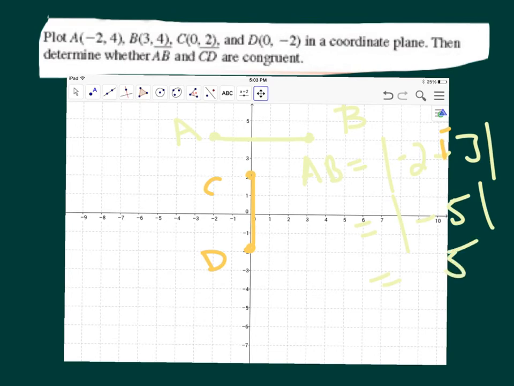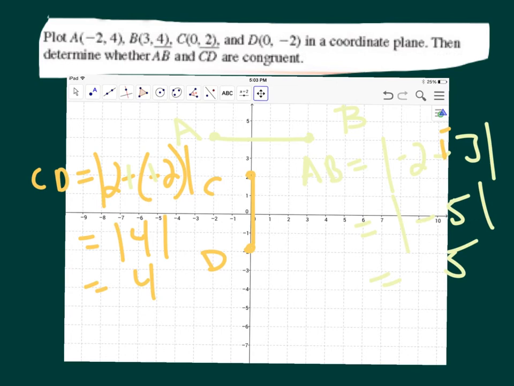So now we need to go over and figure out what CD is. So CD, I want to do the absolute value. Now I'm just doing the y values. So the y value of this is 2 minus the y value of D, which is -2. And we always subtract, because to subtract, that's how you find the distance of something. Now I want to add the opposite, and you should get CD equals the absolute value of 4. So CD equals 4, and we knew that AB equals 5.